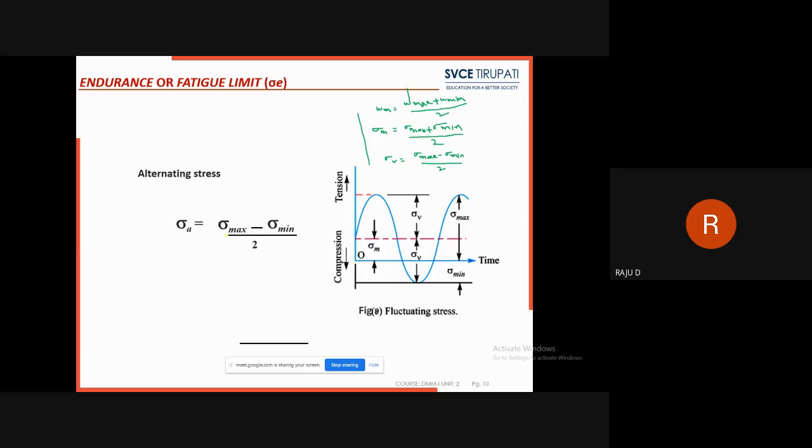So here one more very important term is called alternating stress, that is sigma A. Outside, sigma A is also called sigma V. Variable stress or alternating stress, both are the same. In any competitive examination, they may ask that alternating stress is also called variable stress. The formula is sigma maximum minus sigma minimum by 2. Sigma A or sigma V, both are the same term, don't confuse.